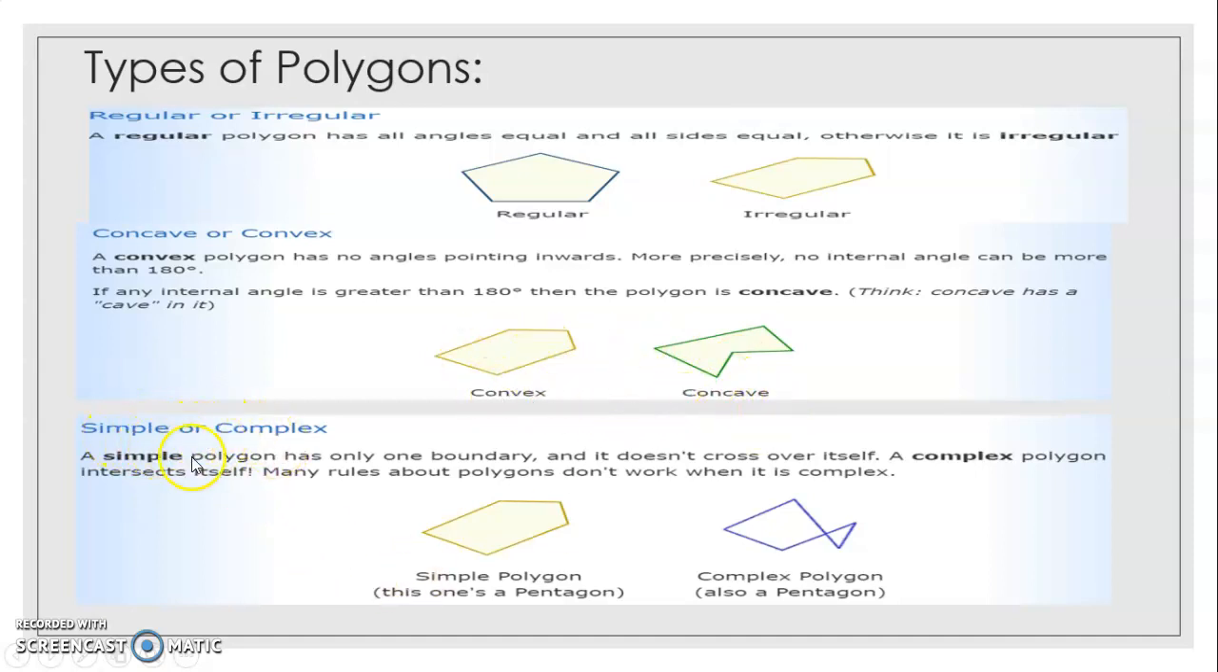Simple or complex. A simple polygon has only one boundary, and it doesn't cross over itself. A complex polygon intersects itself. Many rules about polygons don't work when it is complex. Look at this, guys. It's a complex polygon. And this is a simple polygon.